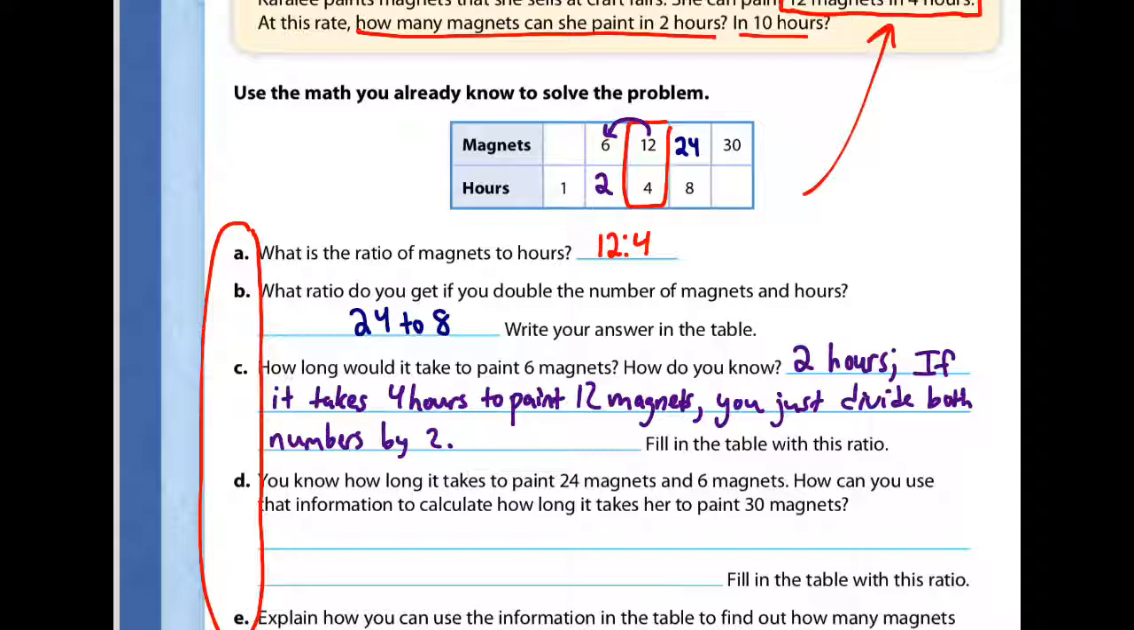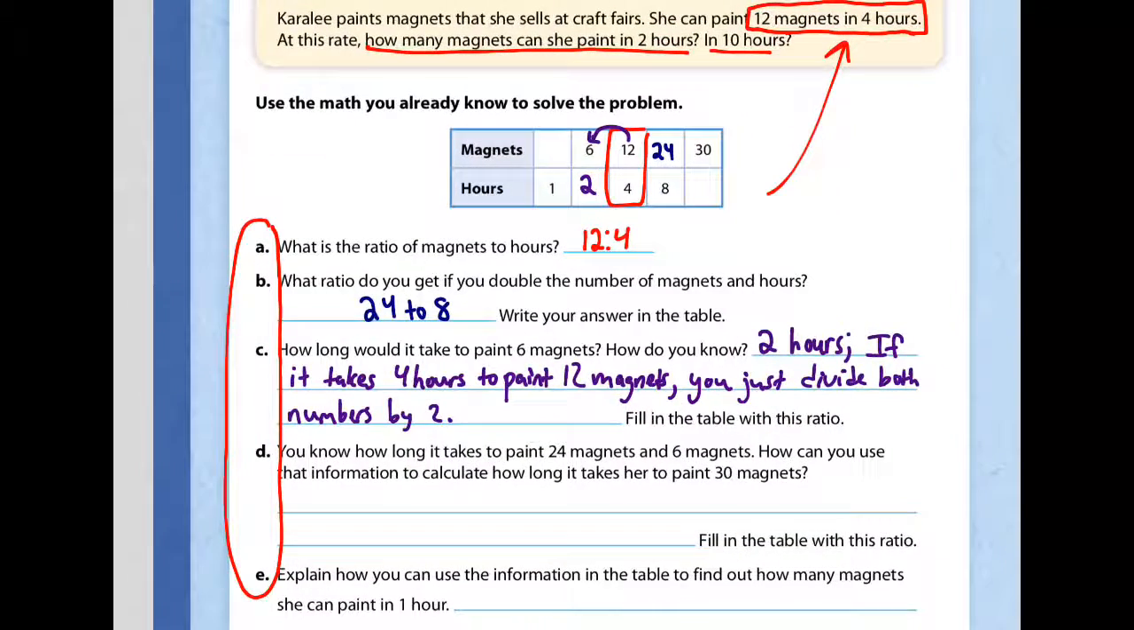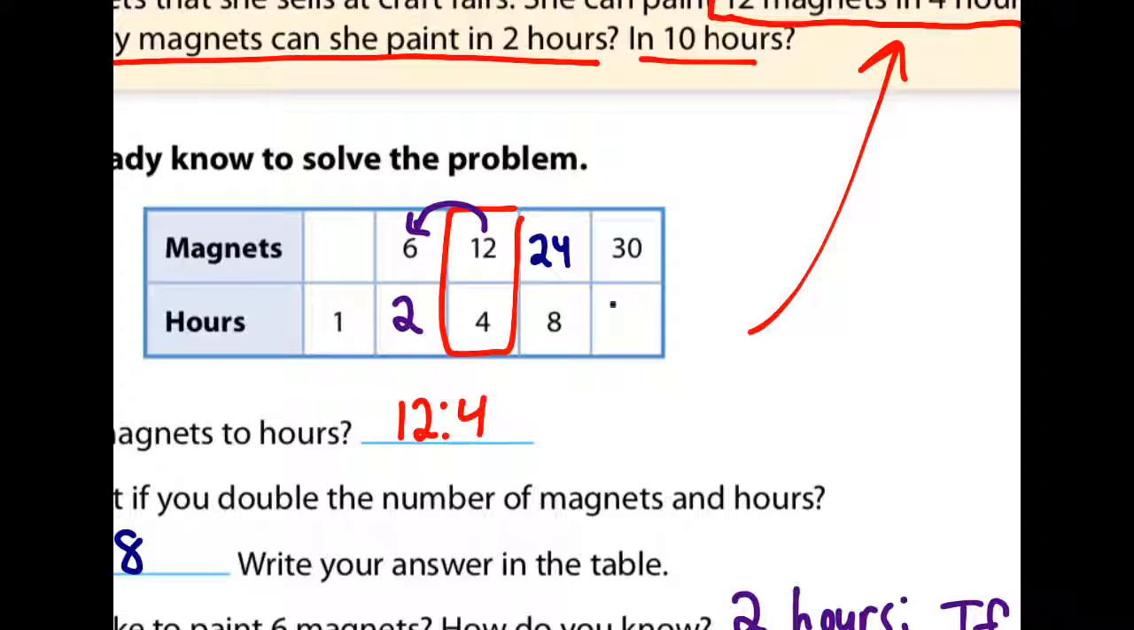All right, D says, you know how long it takes to paint 24 magnets and 6 magnets. How can you use that information to calculate how long it takes her to paint 30 magnets? And then down here it says fill in the table with this ratio. So first thing I'm going to do is I'm going to figure out what number goes right here. And then I'm just going to explain how I did that. So I know, let me look up at the 30. Okay, so here's what I'm going to do.